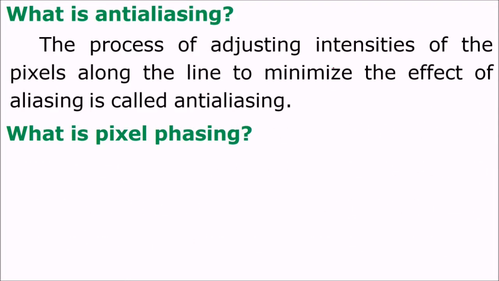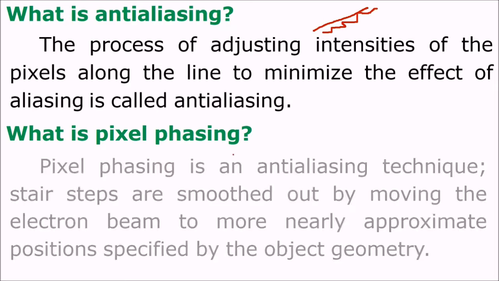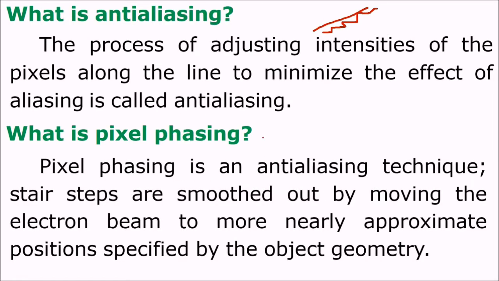What is anti-aliasing? The process of adjusting intensities of the pixels along the line to minimize the effect of aliasing is anti-aliasing. What is pixel phasing? It is an anti-aliasing technique. The stair steps are smoothed by moving the electron beam to more nearly approximate positions specified by the object geometry.